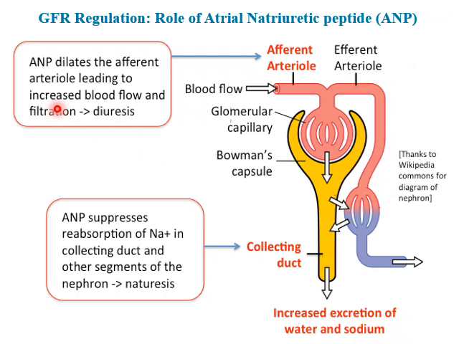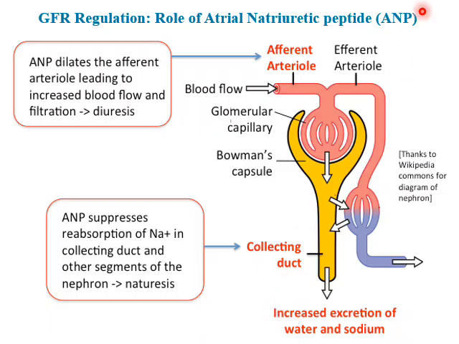Make sure that you know the atrial natriuretic peptide. It's already here in your picture. It dilates the afferent arteriole, leading to increased blood flow and filtration, which eventually leads to diuresis. ANP suppresses reabsorption of sodium in the collecting duct and other segments of the nephron, which is going to result in natriuresis.